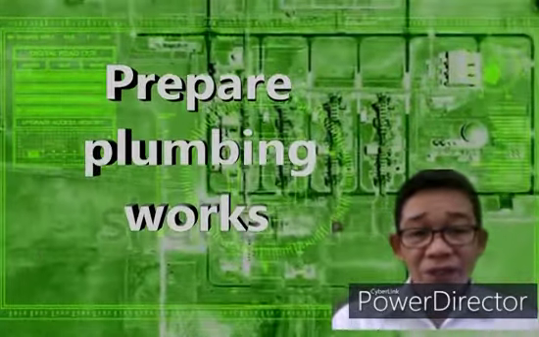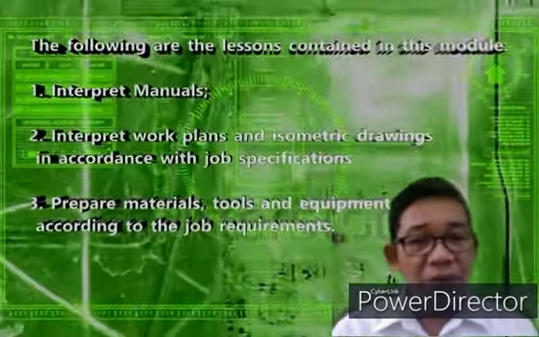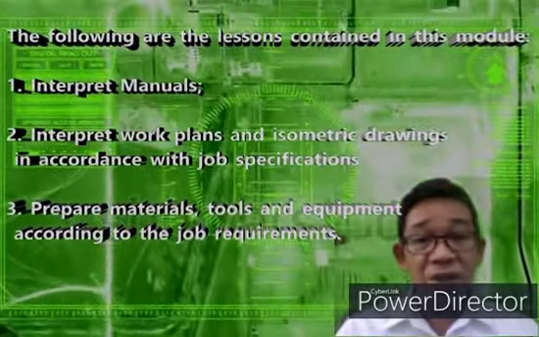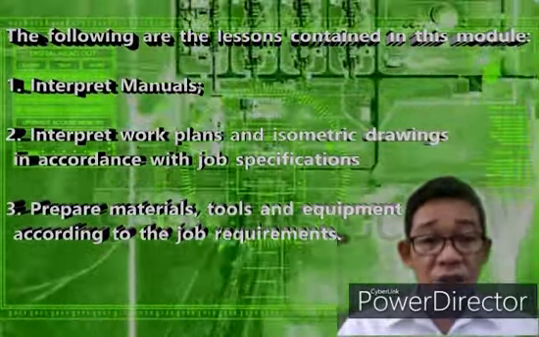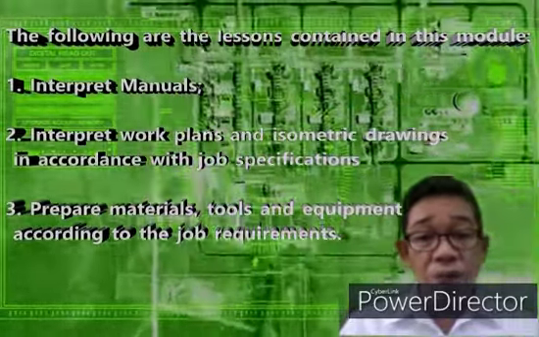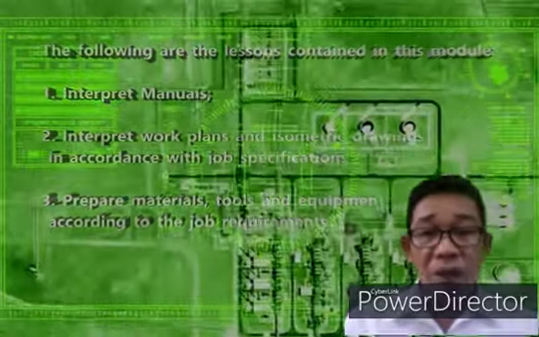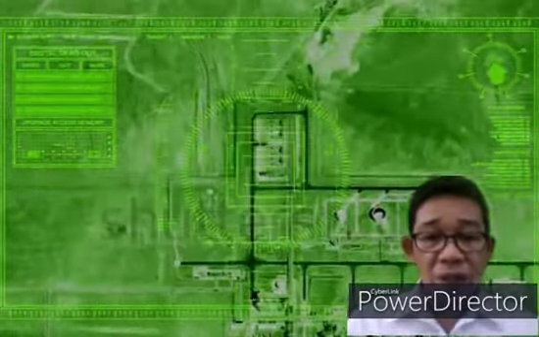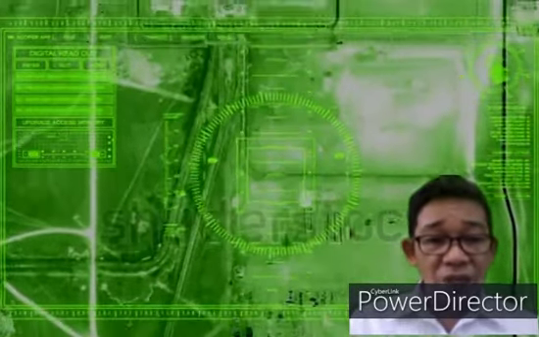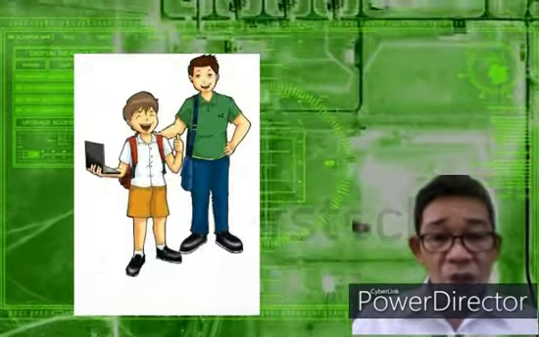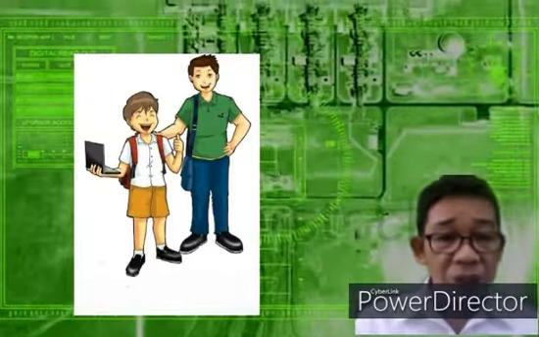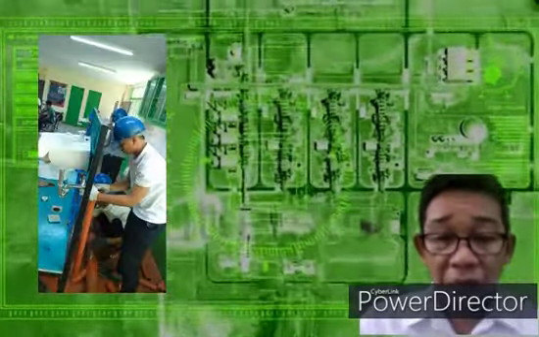This module is about preparing for plumbing works, providing the steps and motivation. It also gives information on how to interpret manuals, work plans, and isometric drawings in accordance with the job specification, and how to prepare materials, tools and equipment according to the job requirements. This module was designed and written for you as a learner, with comprehensive and interactive activities related to the actual classroom setting.